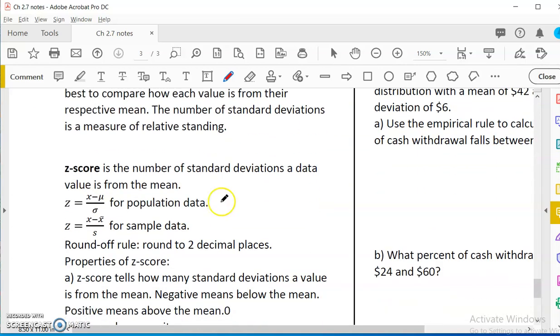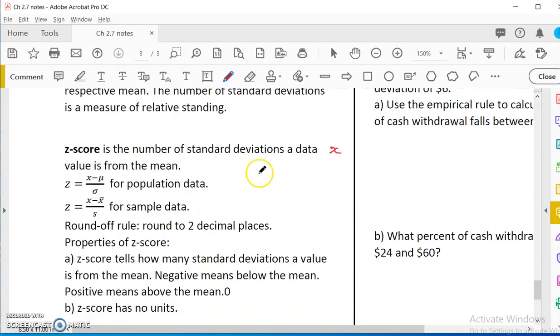So Z-score is the number of standard deviations a data value x is from the mean. And the way you calculate it is, of course, with the data value x. You subtract it from the mean, so you find out how far away it is from the mean. So if I'm going to graph it over here again, this is the mean. In case it's population data it is mu, in case it's sample it is x bar. And these are the standard deviation markings. 1 standard deviation, 2 standard deviations.